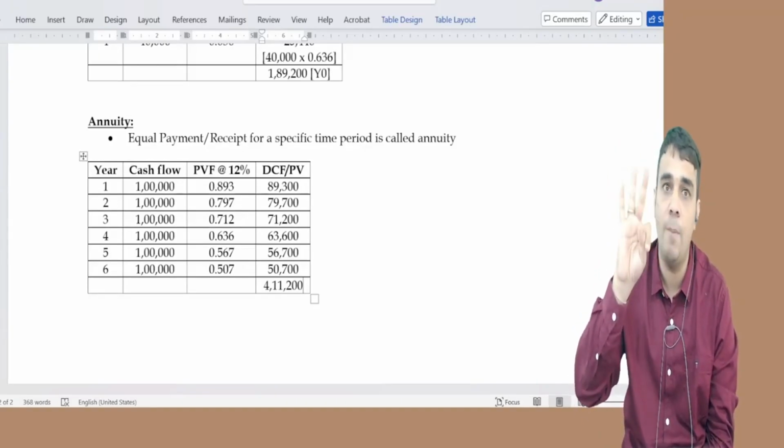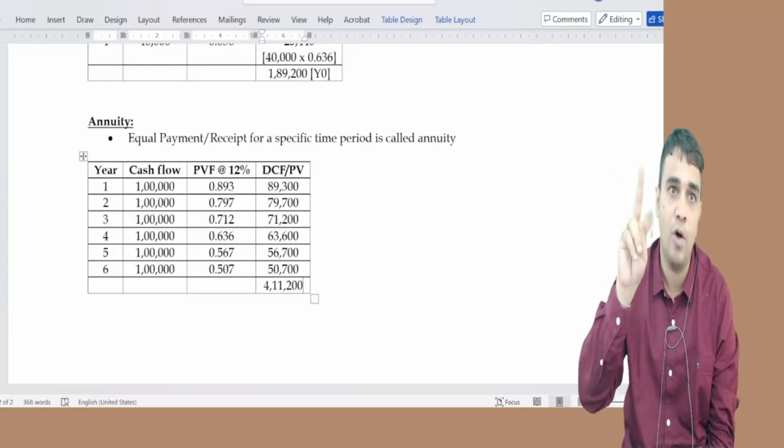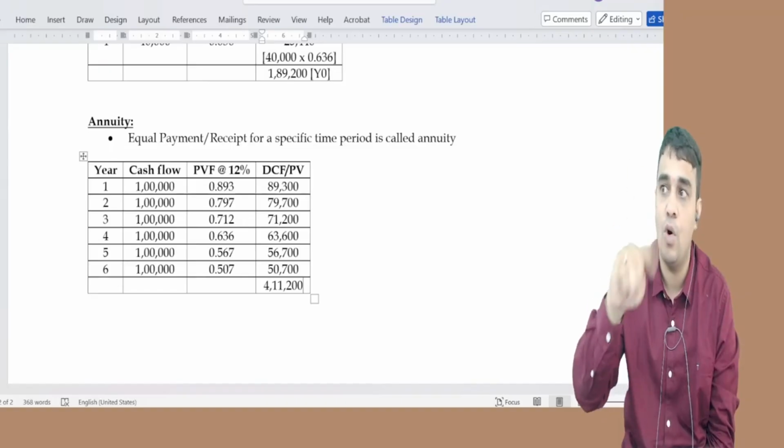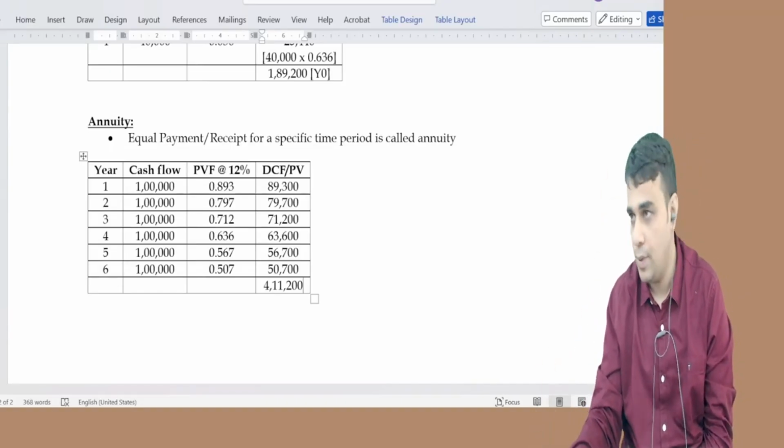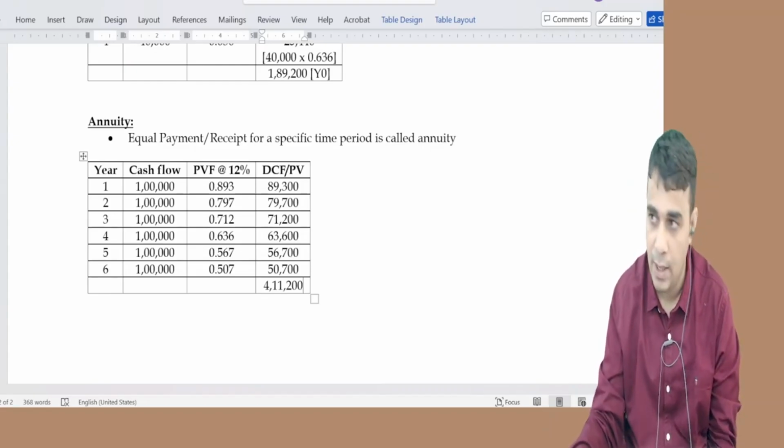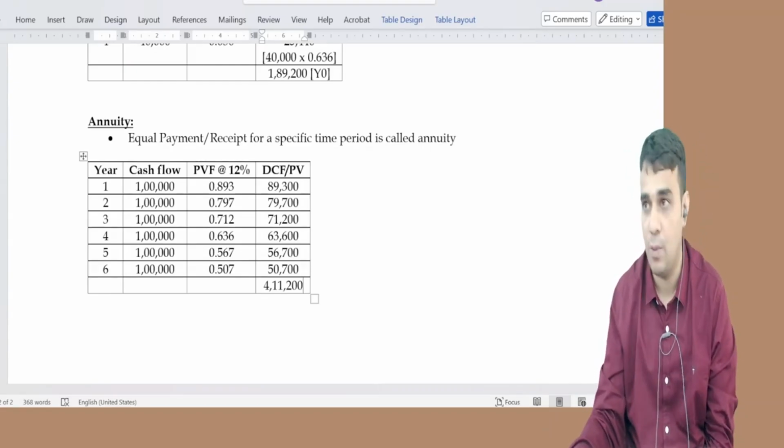Year 3 value, compound 3 years. Year 4 value, compound 2 years. Year 5 value, compound 1 year. Last year value, no compounding, the 6th year value directly. You can do compounding, you can do discounting, you can calculate present value, you can calculate future value. All depends on what is the requirement.